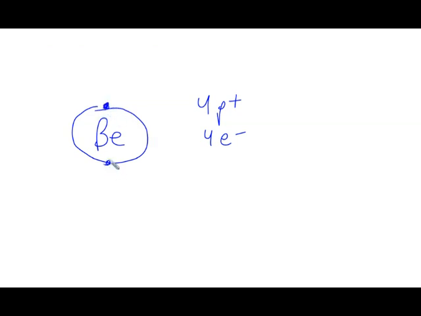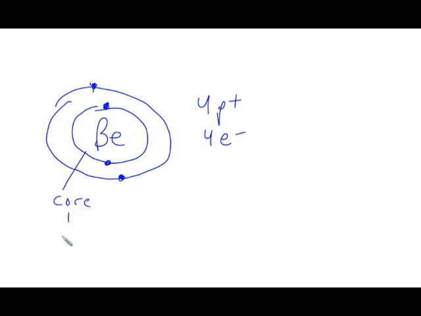First, 2 electrons fill up the first energy level. It still has 2 electrons left. Those 2 electrons go in the second energy level. It's not filled because it can hold 8. So there's 2 in the first shell and 2 in the second shell. Once again, the inner shells are the core electrons, and there are 2 of them. The outer shell holds the valence electrons, and there are 2 valence electrons.